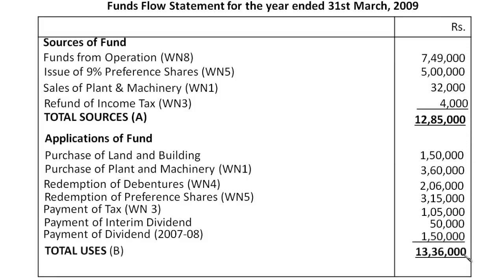So sources minus uses should give surplus or deficit, and that should match with your statement of changes in working capital movement. So here there is a net decrease in working capital because the sources is only 12,85,000, whereas uses is 30,36,000. So there is a shortage, and that shortage is funded by net decrease in working capital, which is 51,000, and this will match with our statement of working capital changes as well.